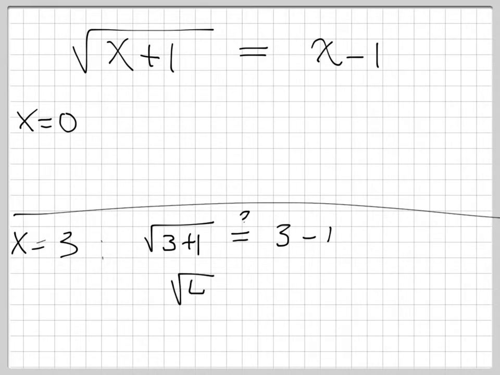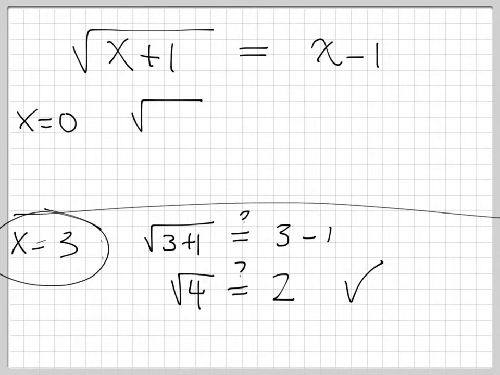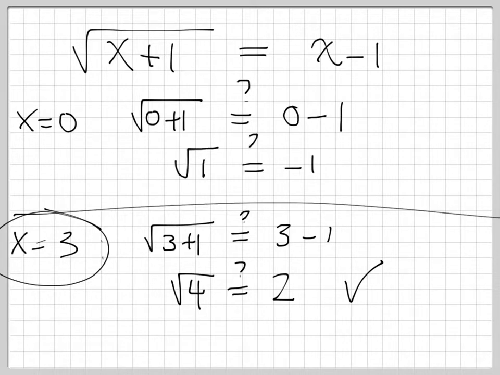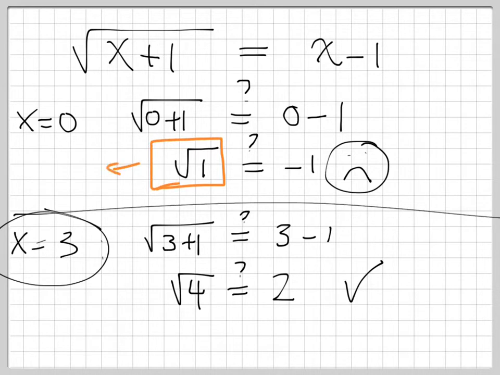Well, this side is the square root of 4, and we want to know, does that equal 2? That is true. So 3 works. Here, we have the square root of 0 plus 1, and we want to know, does that equal 0 minus 1? So is the square root of 1 equal to negative 1? Well, that's not true. Remember that any time we have the square root symbol, we always take the positive root. And so that's not true.